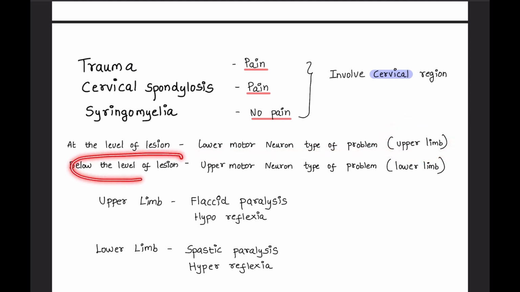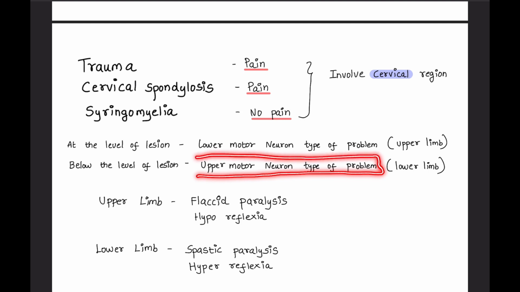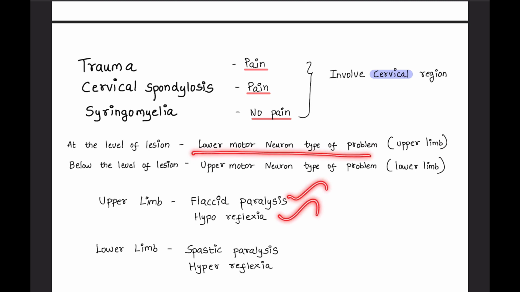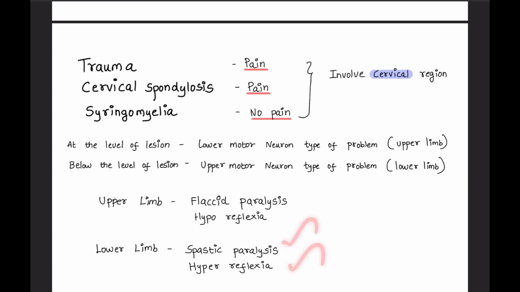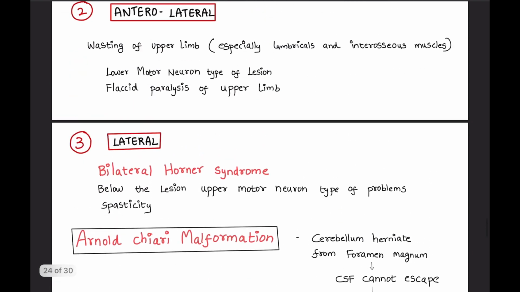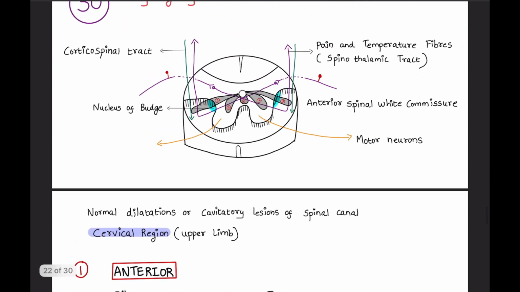Below the level of the lesion, that is below the spinal cord segment where the lesion is located, there will be upper motor neuron type of problems because of the stoppage of corticospinal tract information from the affected spinal cord in the lower limbs. So the upper limbs will have lower motor neuron type of problems such as flaccid paralysis, hyporeflexia, and the lower limbs will have upper motor neuron type of problems such as spastic paralysis, hyperreflexia. Please note that Syringomyelia occurs around the cervical region involving the upper limbs.